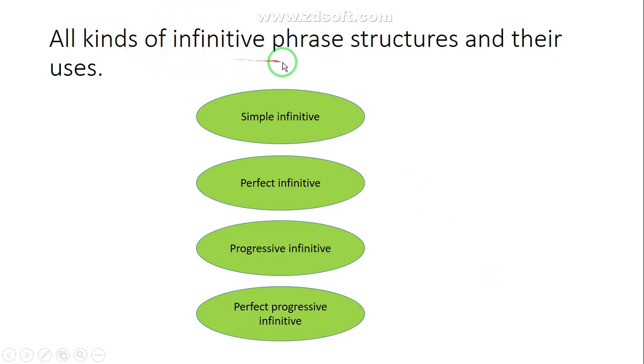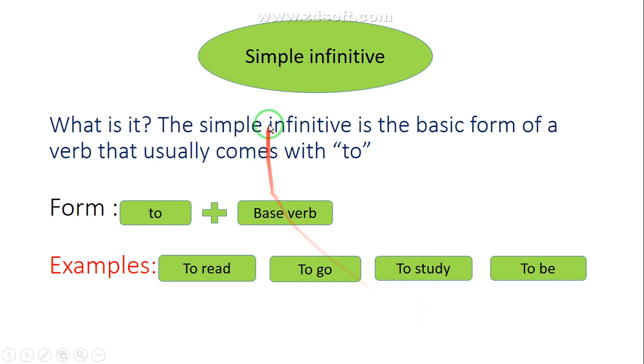All kinds of infinitive phrase structures and their uses. Infinitive phrases have four types and today we are going to learn about their structures and uses in sentences. That includes simple infinitive, perfect infinitive, progressive infinitive, and perfect progressive infinitive. Let's begin with simple infinitive.